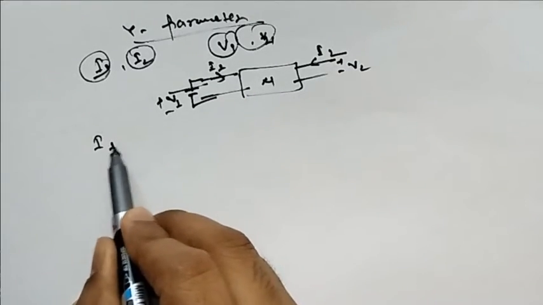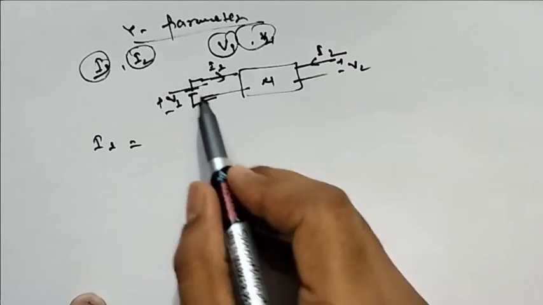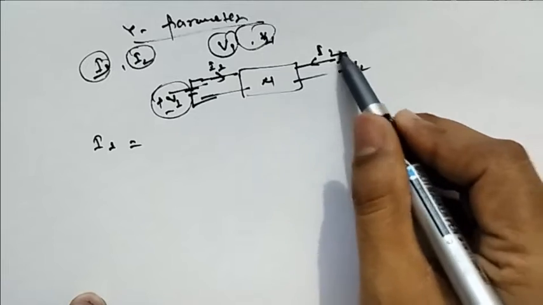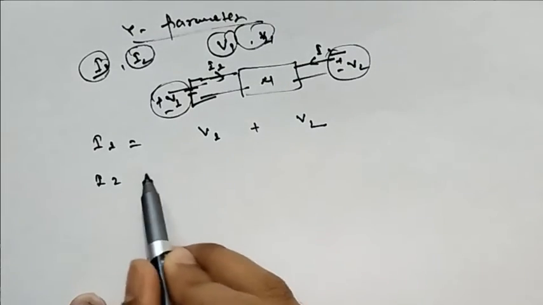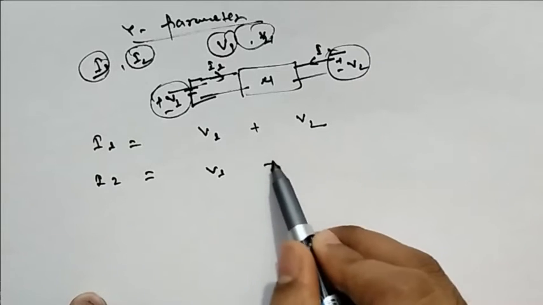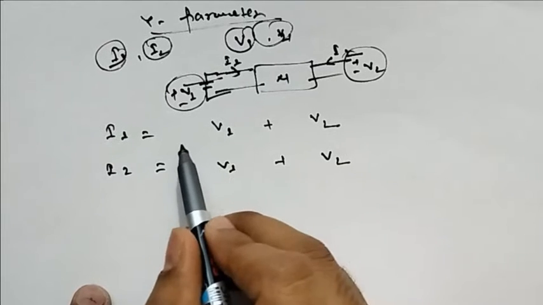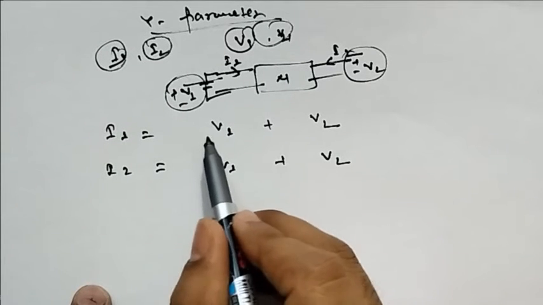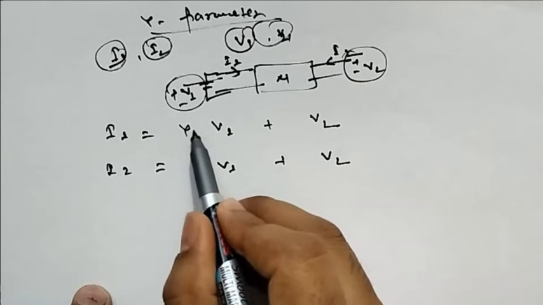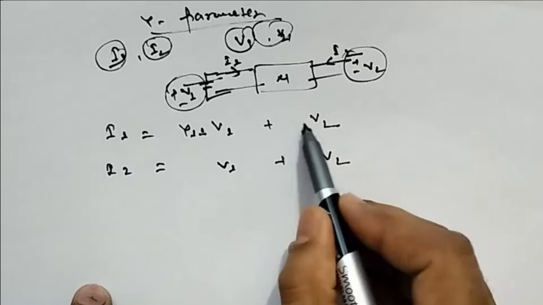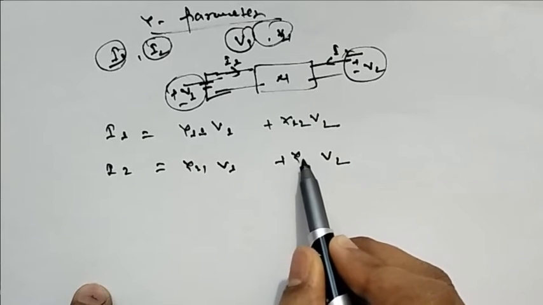So I1 somehow will be a combination, a superposition of V1 and V2, and I2 will again be a superposition of V1 plus V2. Now the constants that we must give here must be admittance, since admittance into voltage gives current. So we term these y11, y12, y21, and y22.